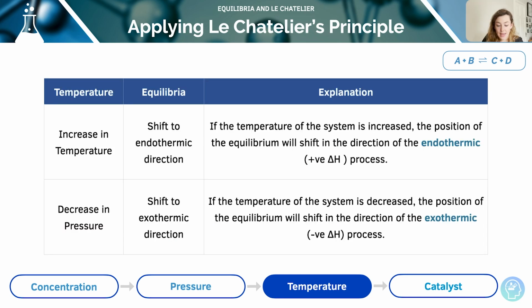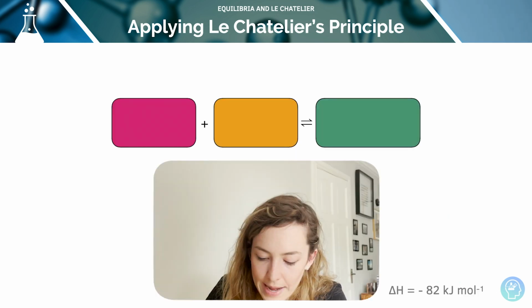So again, you can see it here. If I increase the temperature, I'm going to shift to the endothermic. Think of endo being cold. And if I decrease the temperature, I'm going to want to warm the system up. So I'm going to shift to the exothermic reaction. So the first thing you need to know is: is your forward reaction exo or endo? Then go from there. Let's have an example.